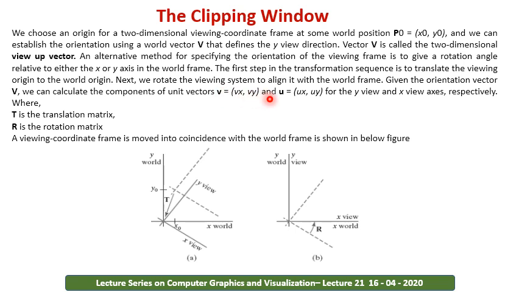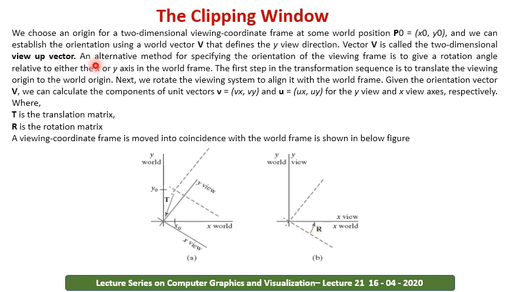V is related to the y view axis, and U is the vector related to the x axis, respectively. Here we are going to apply the translation as well as the rotation that we discussed in our previous module. T is a translation matrix: we apply the translation distance we need to add as a vector. And the rotation matrix determines how much angle we consider for the rotation.